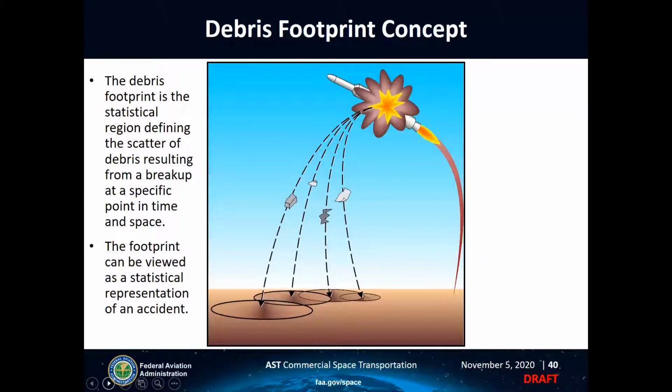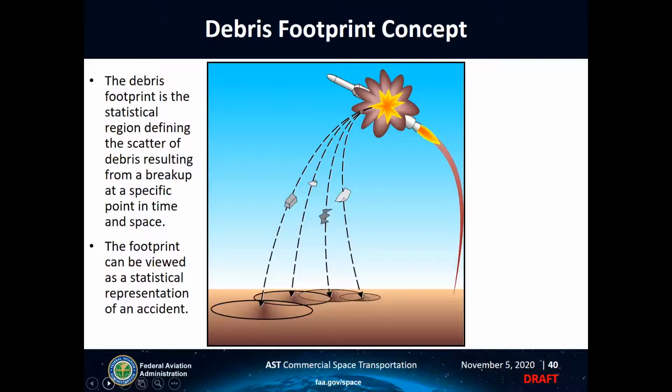So this slide shows the debris footprint concept, and we have a few other slides to give people a better feel for what a debris footprint is. But in its most fundamental form, the debris footprint's a statistical description of the debris scatter that could result from a breakup at a specific point in time and space. So the footprint is essentially a statistical representation of an accident.